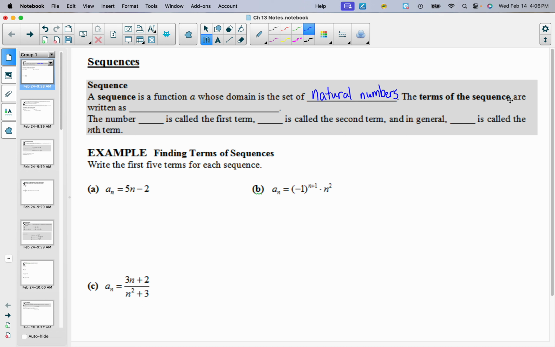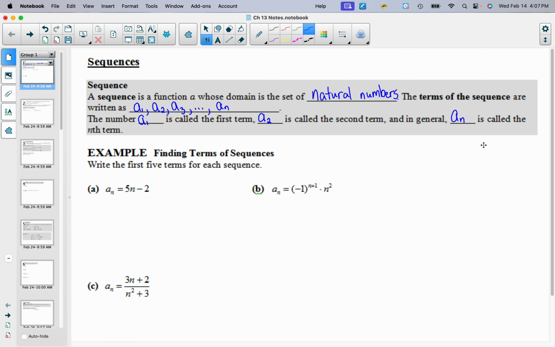The terms of the sequence are written as a sub 1, a sub 2, a sub 3, dot, dot, dot, because the pattern continues until we get to a sub n. The number a sub 1, and this is just a subscript, is called the first term. A sub 2 is called the second term. And in general, a sub n is called the nth term.